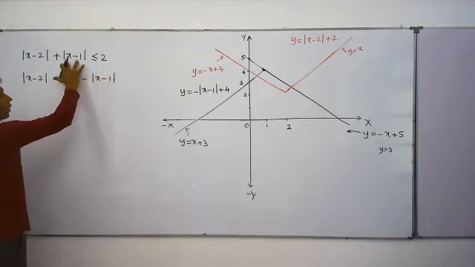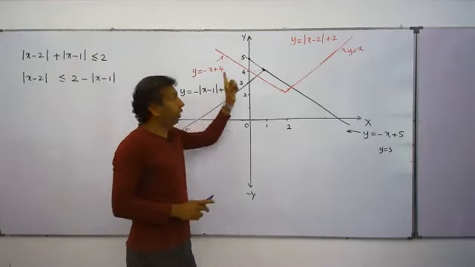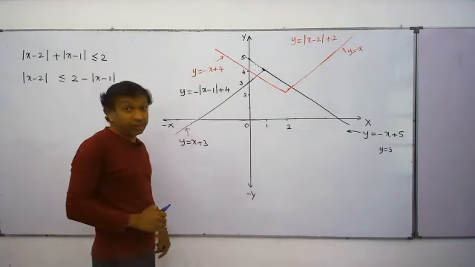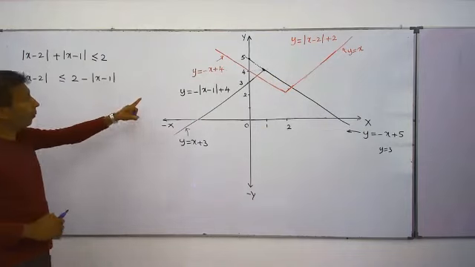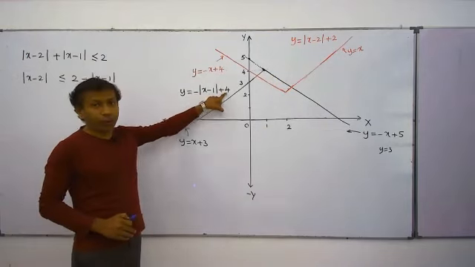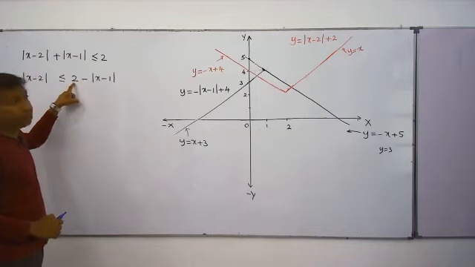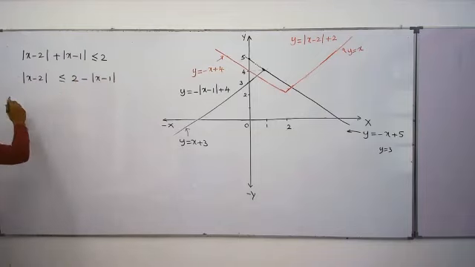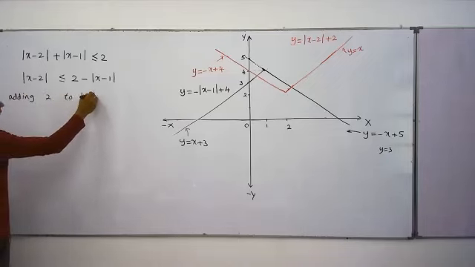Why did we take this to the right hand side? In order to form this equation and this equation on either side of this inequality. That is the hint. But still, people, here we have mod x minus 1 plus 4, but here we have minus mod x minus 1, 2. Then what I do, people, I add 2 to both sides.